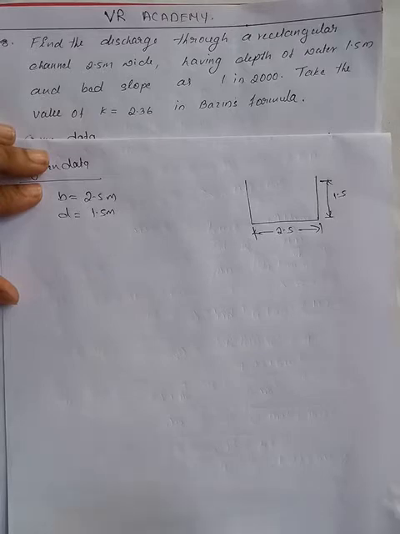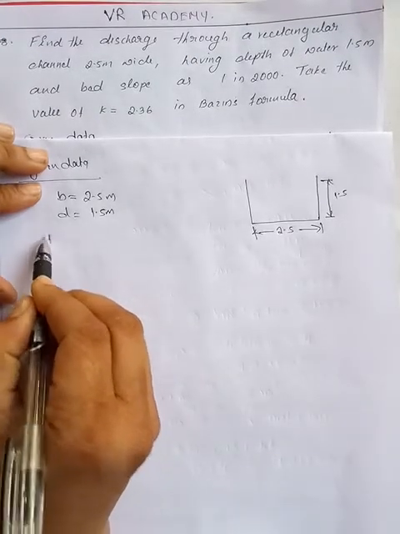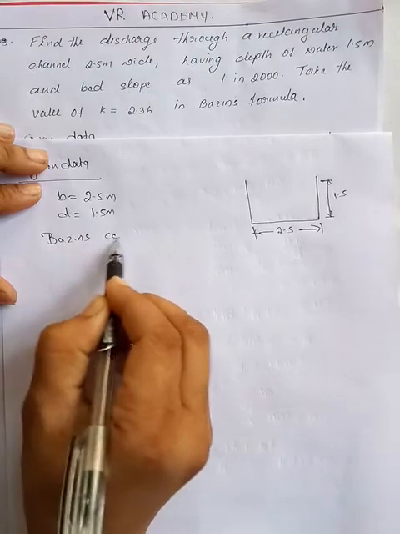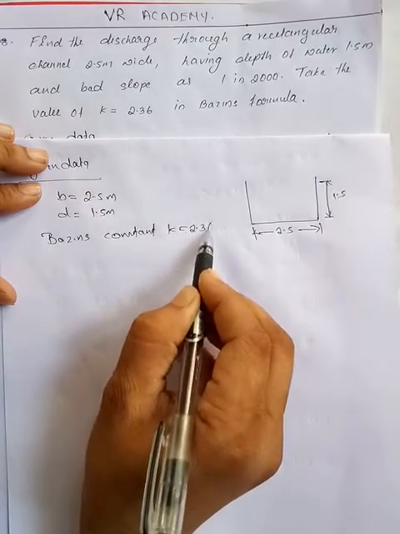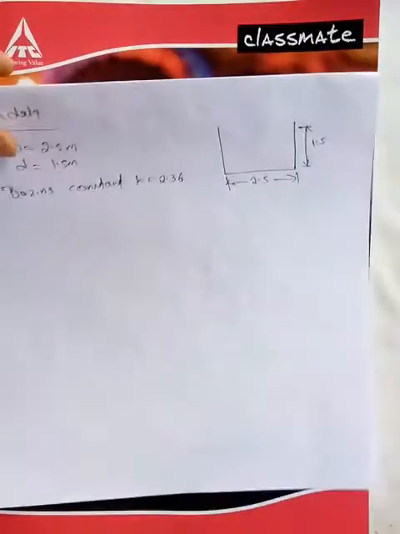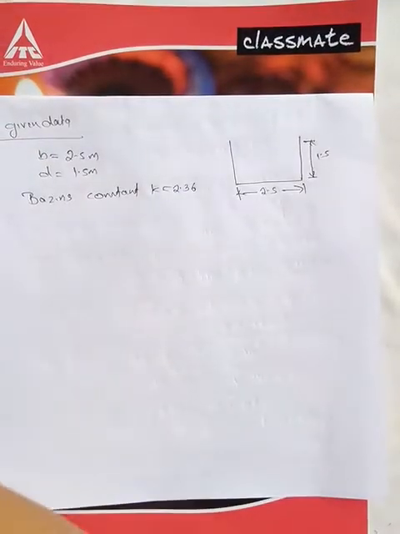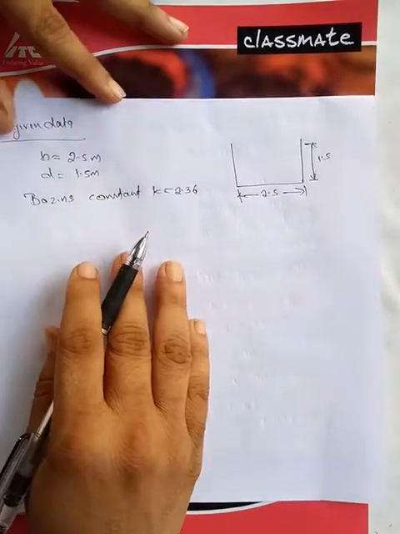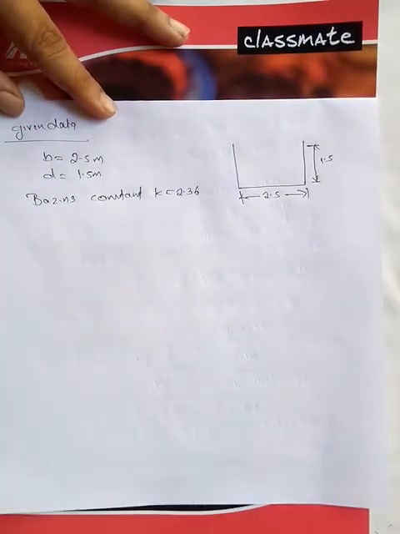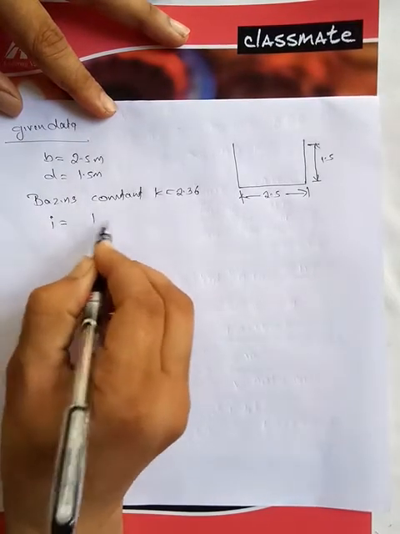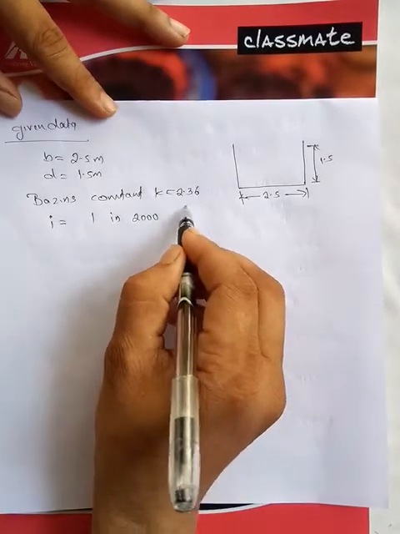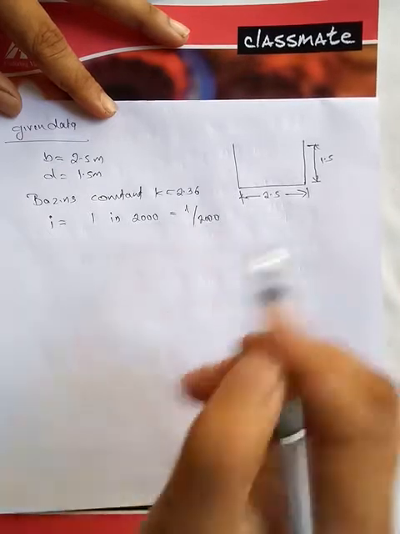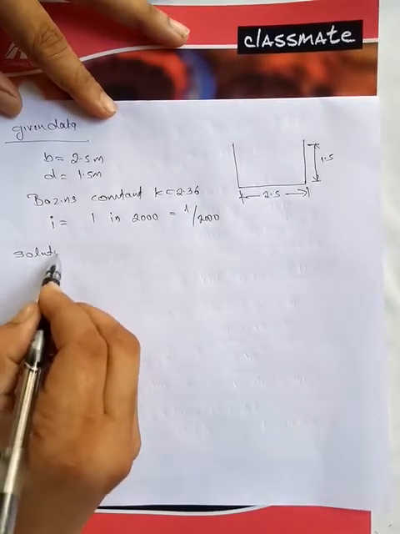Take the value of K in Bazin's formula, Bazin's constant K is equal to 2.36. These are the given data. Next, the slope: I is equal to 1 in 2000. The slope of the channel is 1 in 2000, or you can write 1 by 2000. So, next, go for the solution.